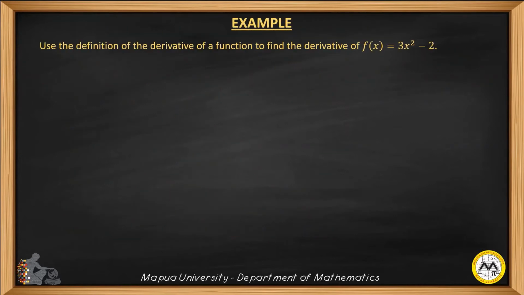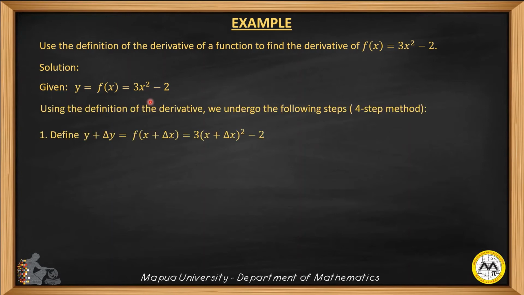Okay, let us now work on a particular example, that is differentiating the function f of x equal to 3x squared minus 2. To determine the derivative of the function f of x given by 3x squared minus 2, we will be basically doing 4 steps based on the definition. So the first is to define y plus delta y, which is f of x plus delta x, given by 3 times the square of x plus delta x minus 2.